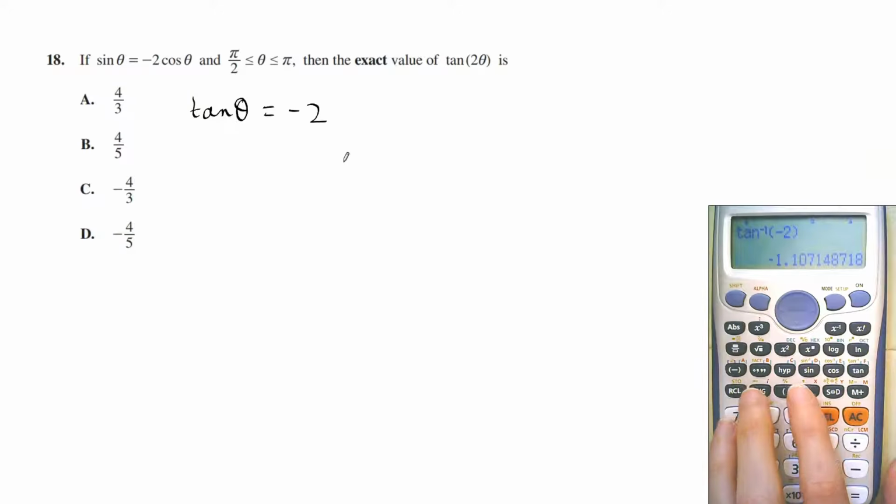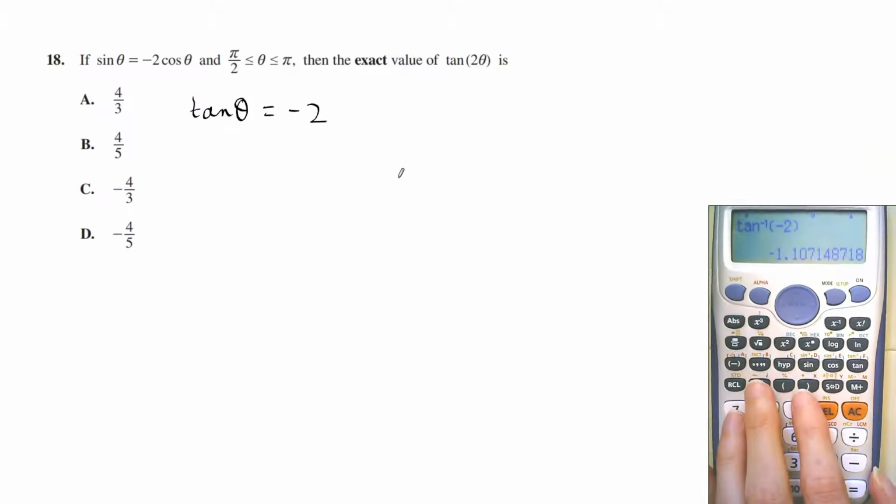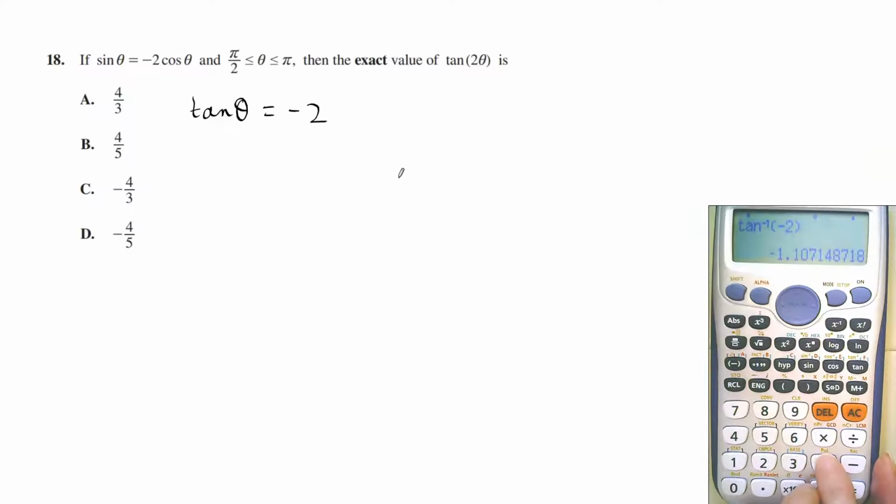Now, not that it matters, but this one's actually in the wrong range. We need to be in that range. So to get that other solution, we can just add pi to this.